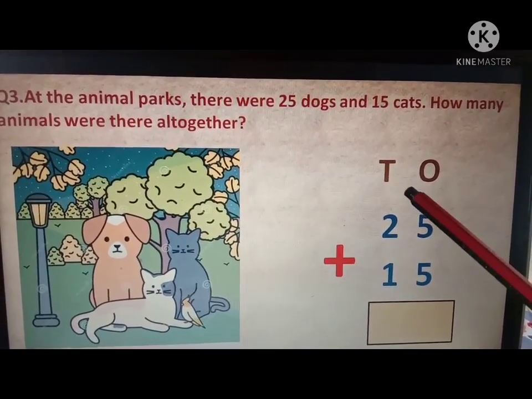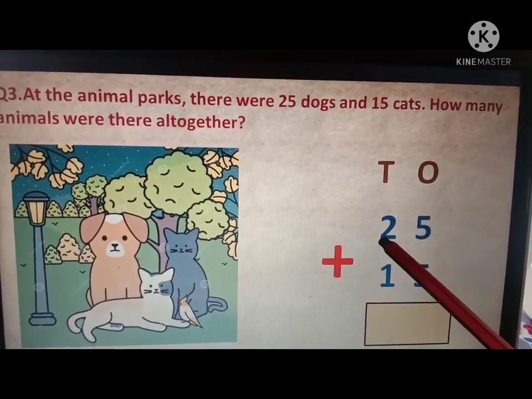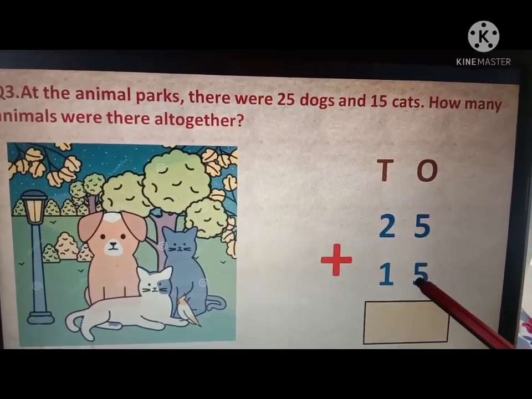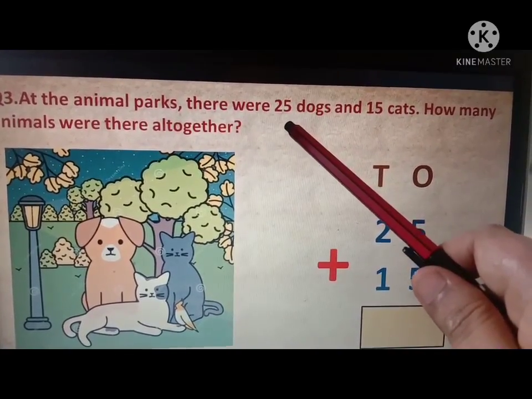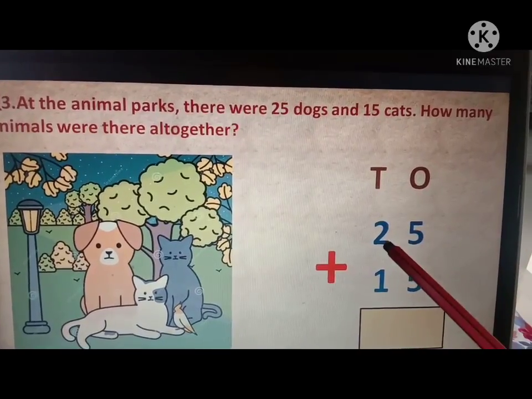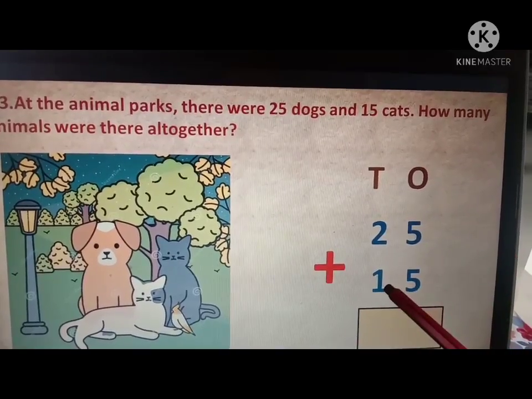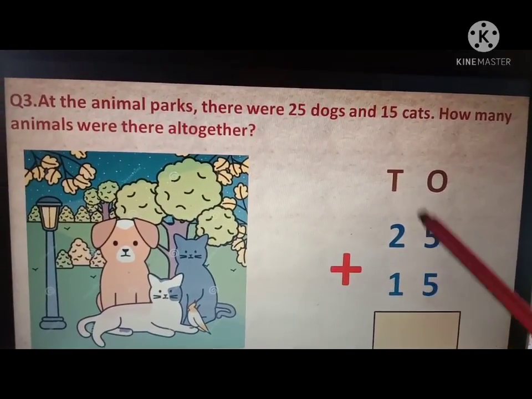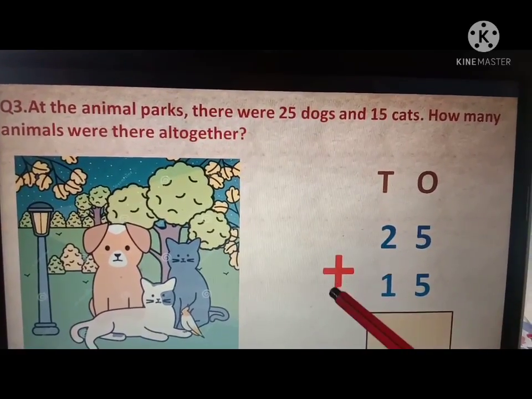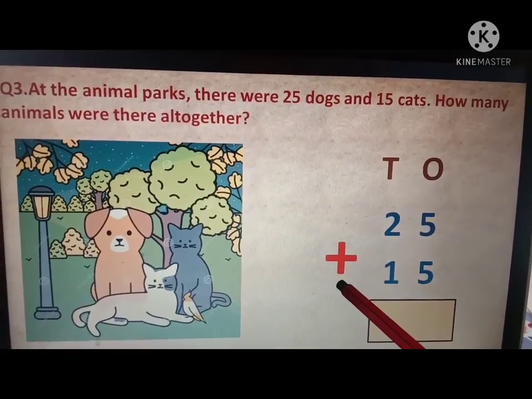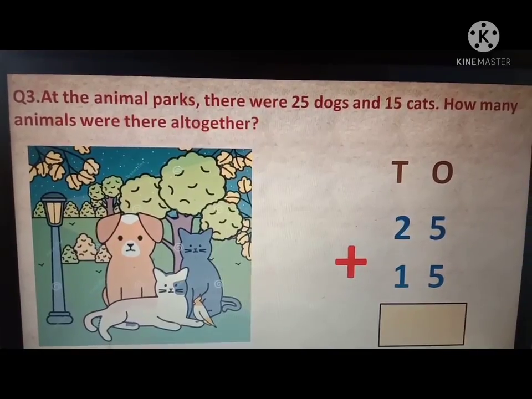First thing is we have to write down T and O. Again, T represents tens place value, O represents ones place value. Then we have to write down the numbers. First number is 25 dogs, so write down here 25 dogs, and 15 cats. Now the question is asking us to find out all the animals' number. So put here a plus sign, addition sign, and then start addition.